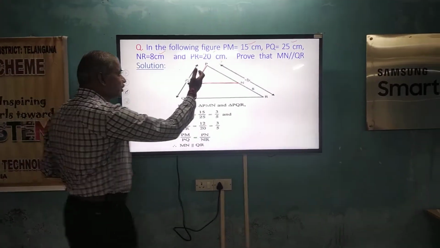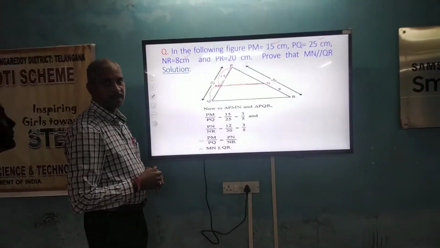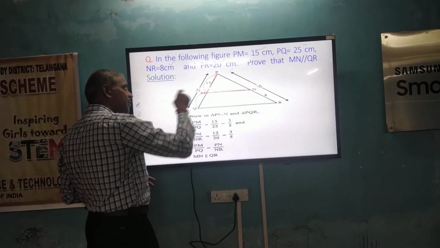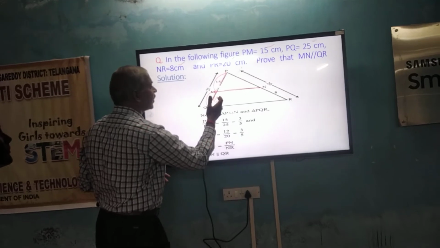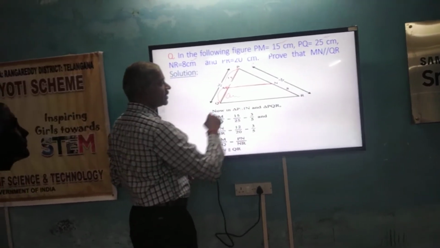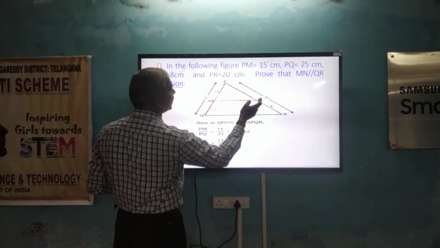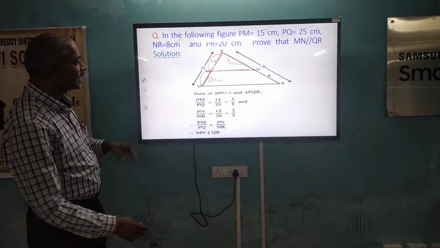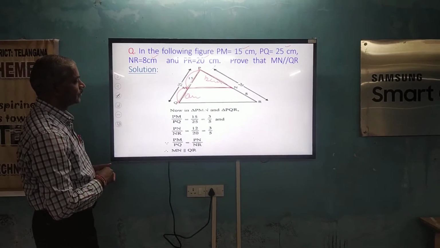Let us find the ratio PM by MQ. PM is 15, it is given, and PQ is 25. So MQ is 10. And here PR is 20 centimeters, NR is 8 centimeters. So PN is 12 centimeters. Let us find the ratio PM by PQ. This is 3 by 5.